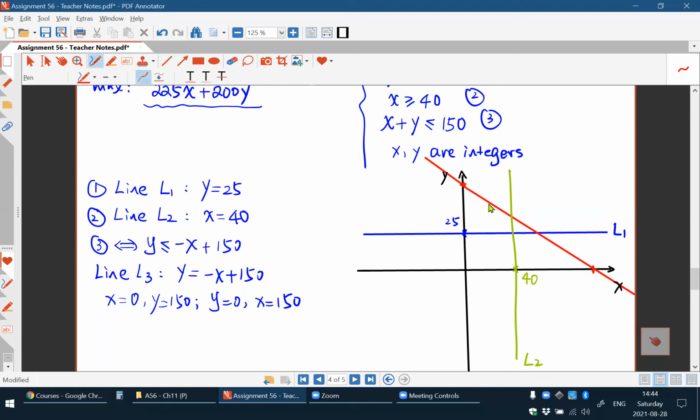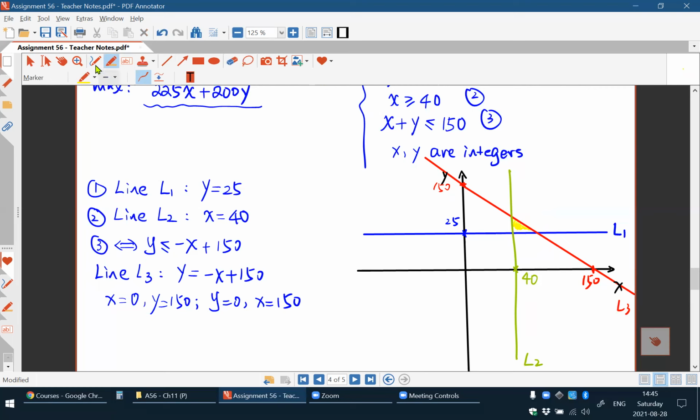It is very easy to determine the relative positions of these 3 lines, right? Because 150 is larger than 25, and 150 here is larger than 40. So the red line must be like this. So this is a line 3. So can you see what is the shaded area? What is the constrained area? It should be here, right?